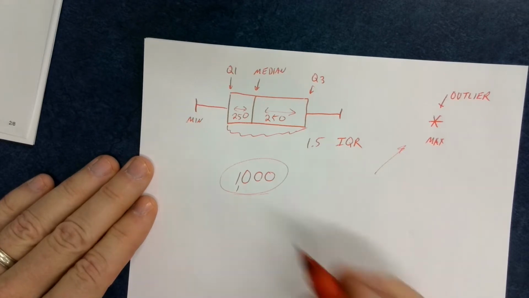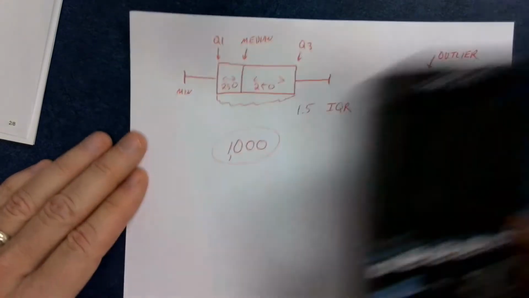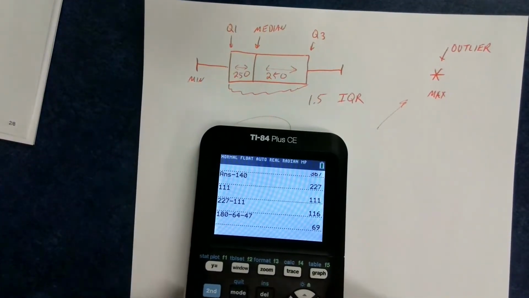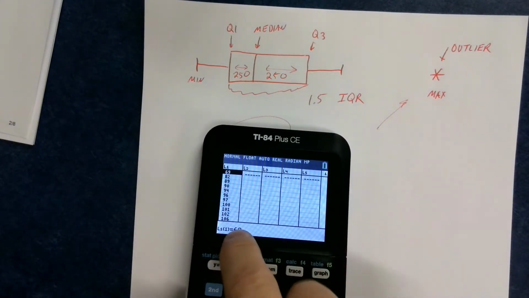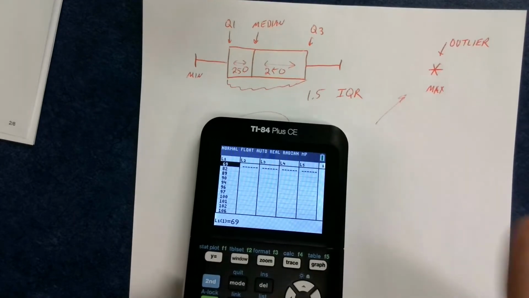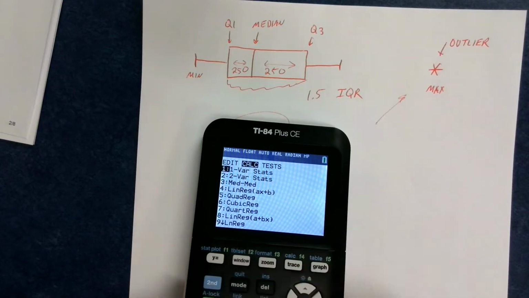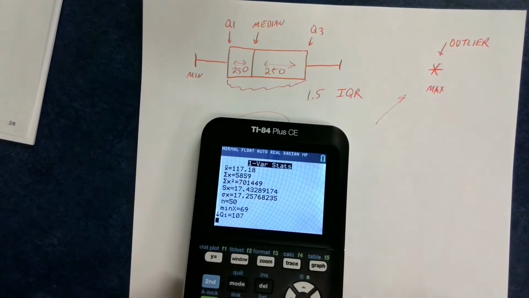Okay, so can I do this on my graphing calculator? Absolutely. So if I go to stats and edit, I got a whole bunch of data in here. This is my IQ data that I've already sorted. Just a quick reminder on this stuff. If I go to stat and calculate, I can do one variable stats. I go ahead and push L1 and I hit calculate.